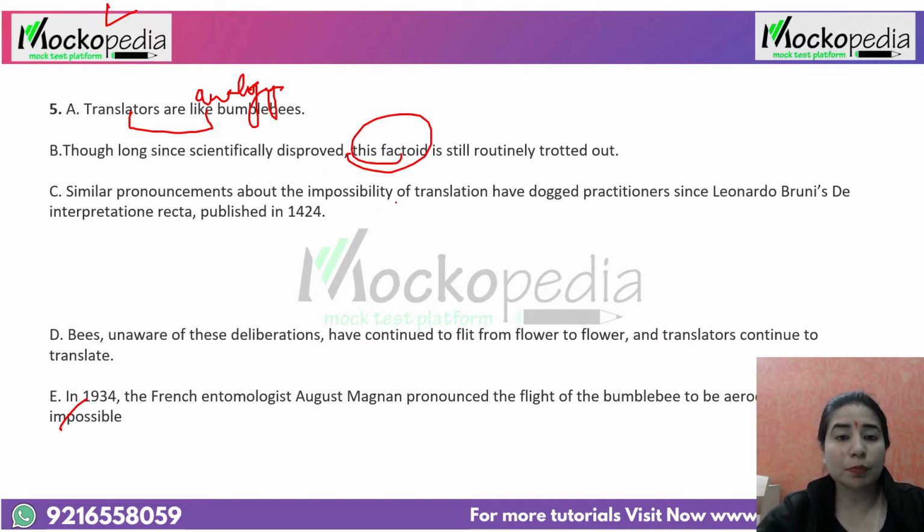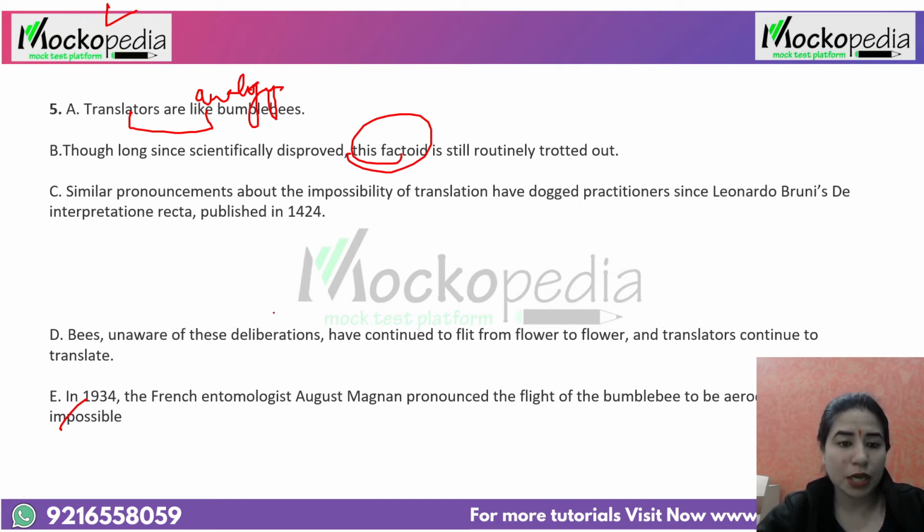Similar pronouncements about the impossibility of translation have dogged practitioners since Leonardo Bruni's De Interpretatione Recta, published in 1424. Okay, let's see. Bees, unaware of these deliberations, have continued to flit from flower to flower, and translators continue to translate. So, this is somehow showing how bees and translators have a relationship in their behavior. Let's come to: in 1934, the French entomologist Auguste Magnin pronounced the flight of the bumblebee to be aerodynamically impossible. Okay. And similar pronouncements about the impossibility of translation have dogged practitioners.